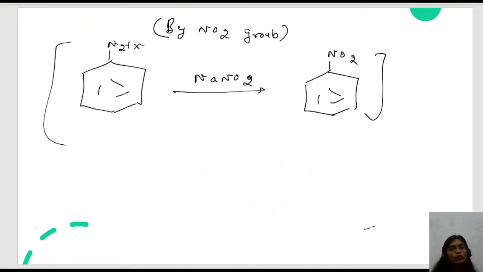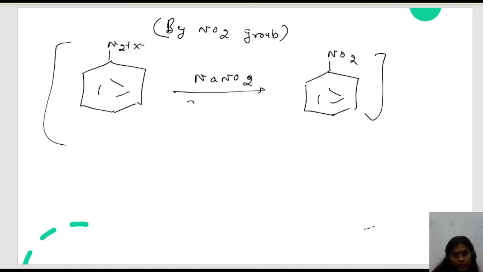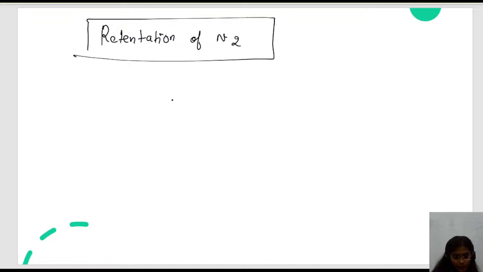That is, if you have to remove, like we are not removing the N2 group. So the last one, that is a coupling reaction. So let me just cover that portion now. In this case, you have to add copper and heat as well. Okay, that's it. Now let's see the next part, that is reaction involving retention of N2 group. It means it is not going to leave, and it's actually famous by the name coupling reaction.